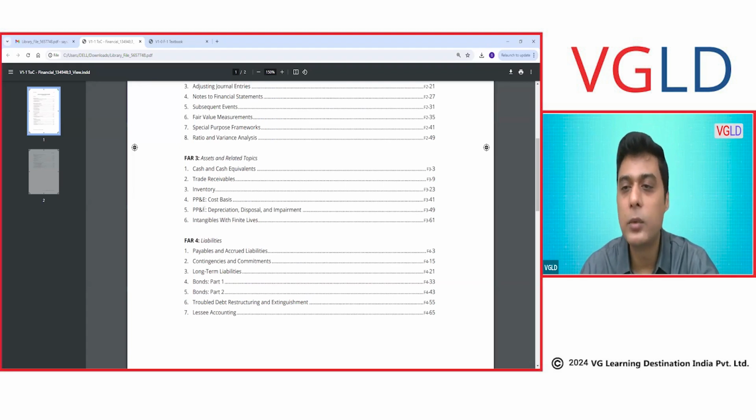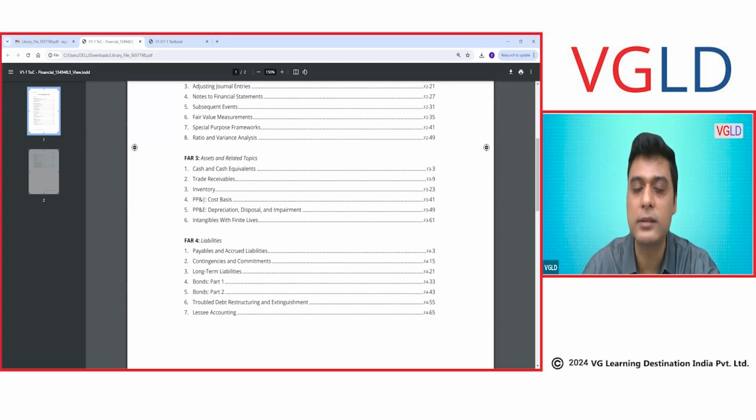PP&E, property, plant, and equipment, which is basically fixed assets. Right, so property is the land, plant is the building, right? And equipment covers everything else. Your machinery, motor vehicles, air conditioning systems, furniture, fixture, everything else comes in the category. This is a category, and category is called category. So it comes in the equipment category.